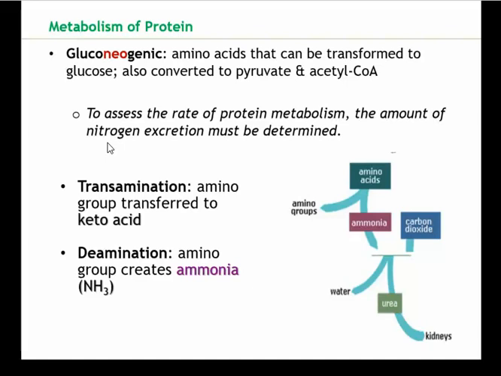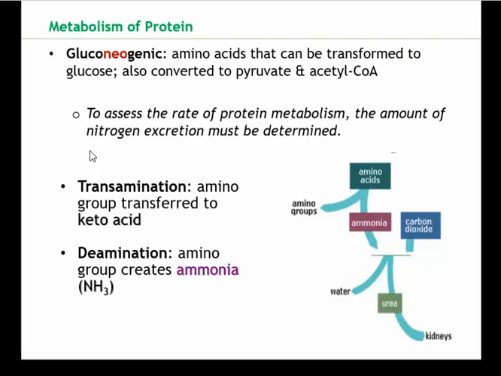And so when we consume excess amount of protein, we can determine how much protein the body has used based on how much nitrogen is excreted in our urine. And so that's a test that's done in some research studies that kind of look at protein breakdown in the body. Okay, so transamination is when the amino group is transferred to a keto acid. So we know that with an amino acid, there's an amino group and there's an acid group. So transamination turns the amino into a keto acid. A keto acid is an organic compound containing a carboxylic acid group and a ketone group.